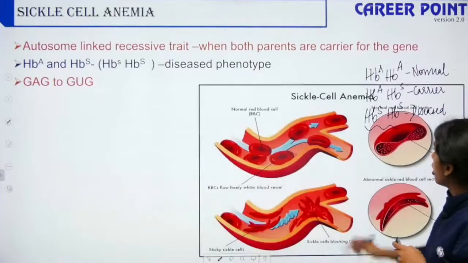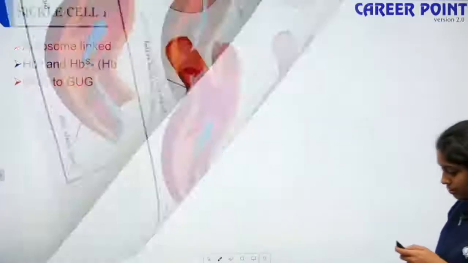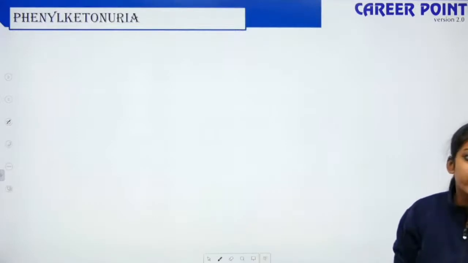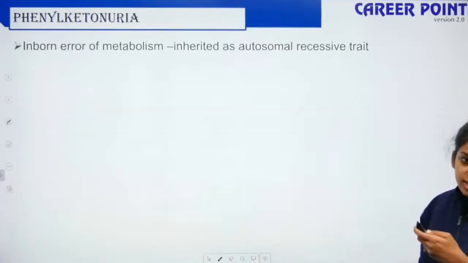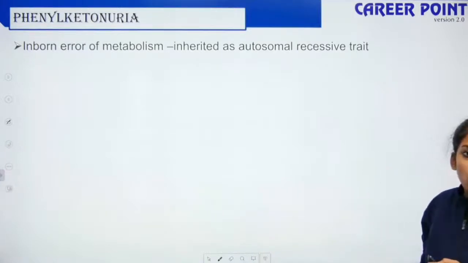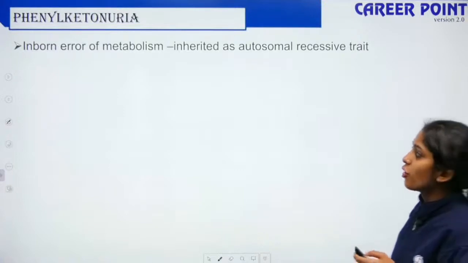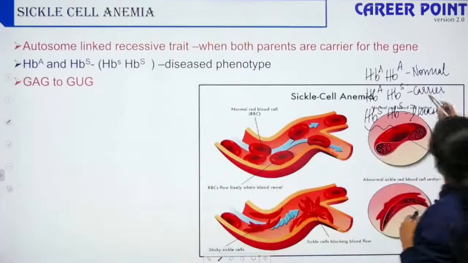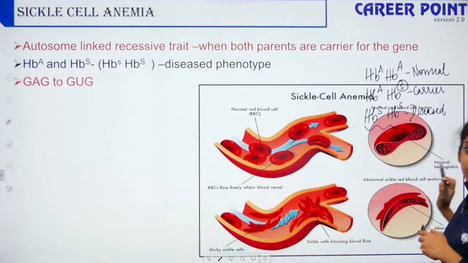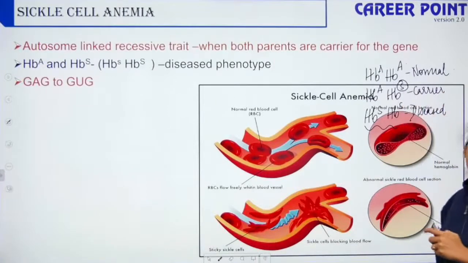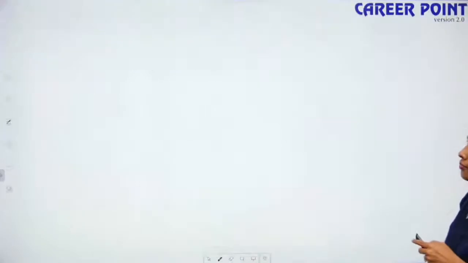Okay, so your RBC becomes sickle cell shaped. So till this you remember. So the next one is phenylketonuria. Yes, questions are there, it's coming at the back. So S stands for sickle cell anemia. So here A is normal, we are just assuming it to be HbA normal, and S is your sickle cell shaped, it's an allele which codes for your sickle cell protein.